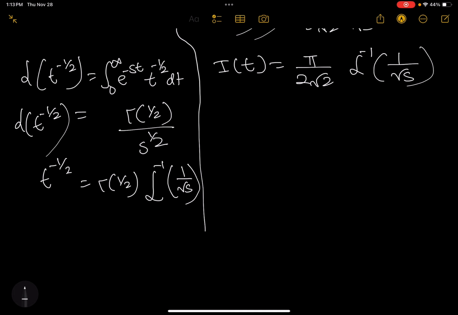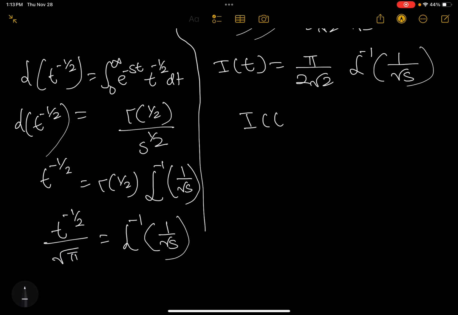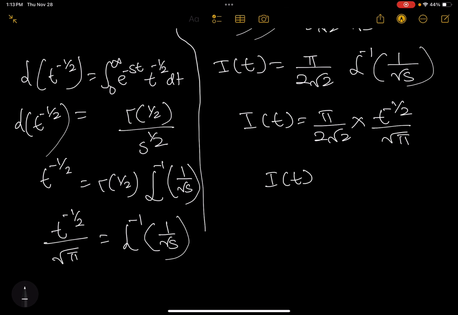And I guess you know that gamma of 1 by 2 is just root pi. So t to the power minus 1 by 2 by root pi is the Laplace inverse of 1 by root s. So our I of t just becomes root pi by 2 root 2 times t to the power minus 1 by 2.